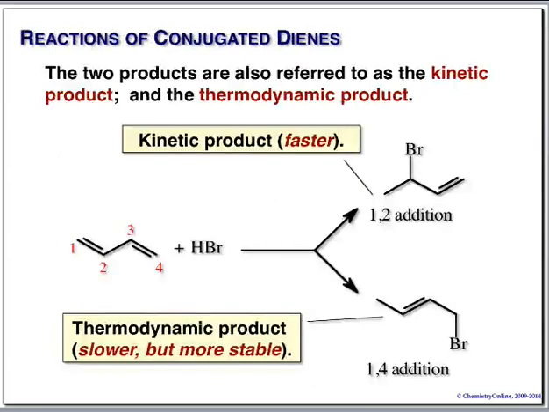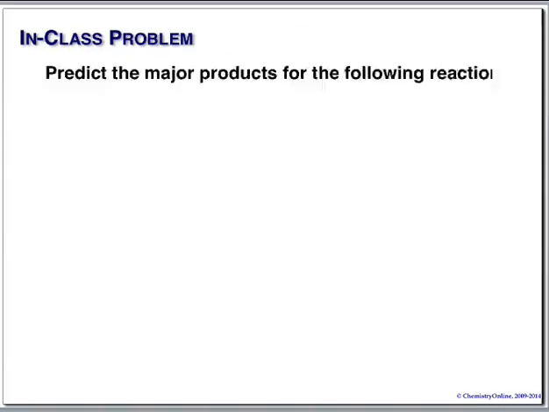When something gets formed faster, we call that the kinetic product. Kinetics, the study of reaction dynamics. Thermodynamic means it's slower, but it's more stable. So just nomenclature. Any questions? Very simple reaction. Let's go ahead and look at some examples.